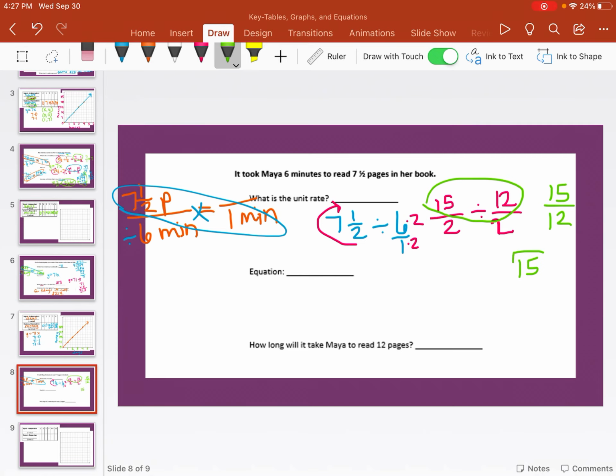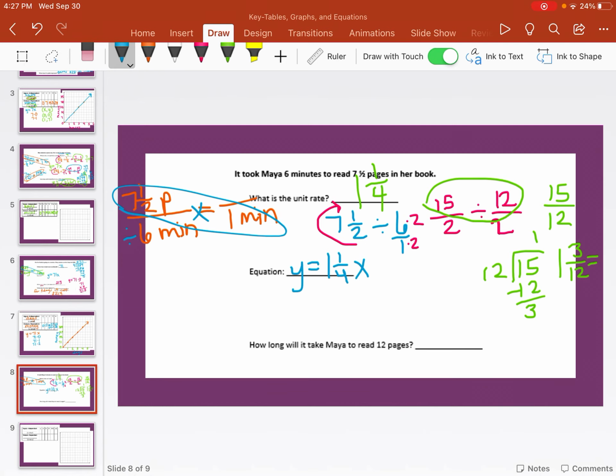So 15 divided by 12. 12 goes into 15 one time, with 3 left over, so that's 1 3/12. Or when I simplify that, divide both by 3, I get 1 1/4. Okay, so 1 1/4 is my unit rate. Then my equation, y equals my unit rate, 1 1/4 x.